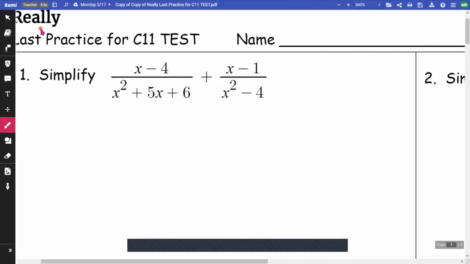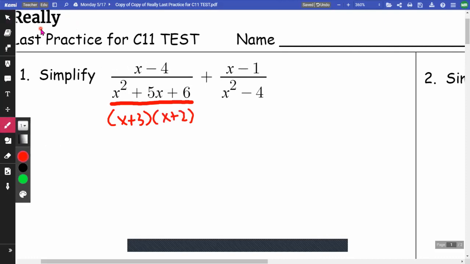Okay, so I'm going to be factoring this x squared plus 5x plus 6, and that's going to factor to an x plus 3 and an x plus 2. And then this x squared minus 4, that's a difference of two squares. That's going to be an x plus 2, x minus 2.